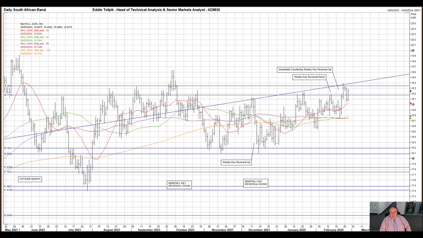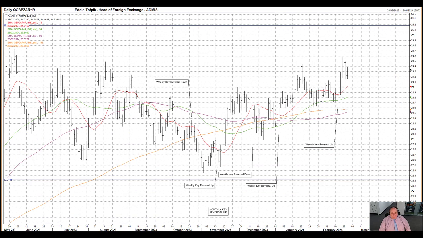We had a weekly key reversal up in US dollar, South African rand last week. This was an interesting one, as it was an immediate countering weekly key reversal up after the previous week's weekly key reversal down. Unsurprisingly, we had a reactionary move lower this week. But that has been compensated today, and in effect, this market is showing some indecisive actions based around last Friday's close.